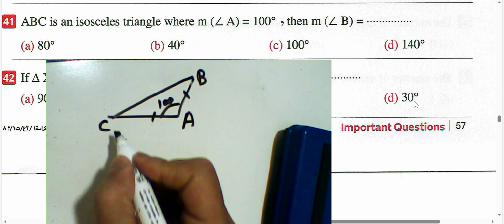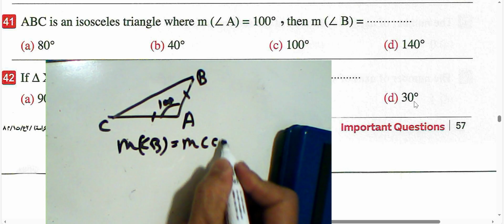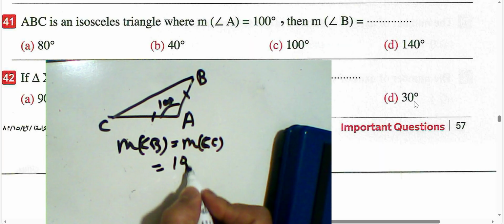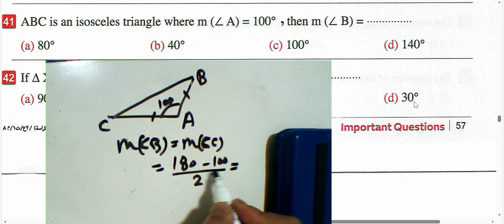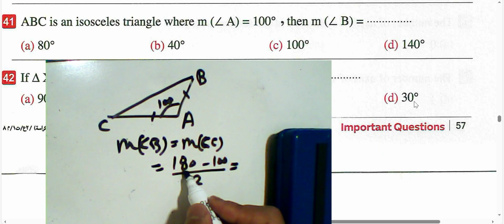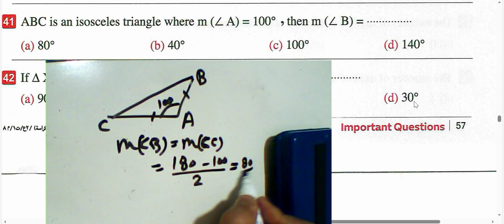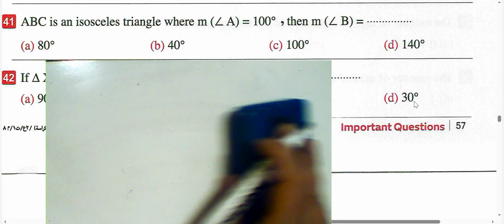We have ABC. The measure of angle B equals the measure of angle C, equals 180 subtract 100, divided by 2. 180 subtract 100 equals 80, divided by 2 equals 40 degrees.